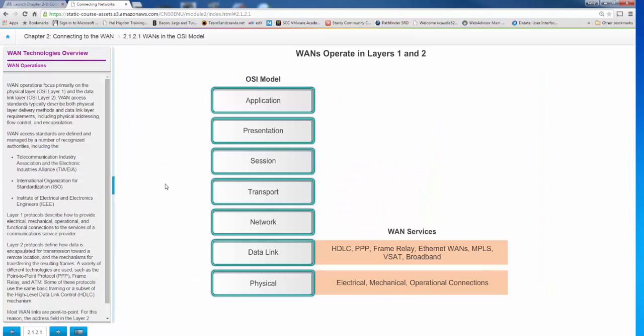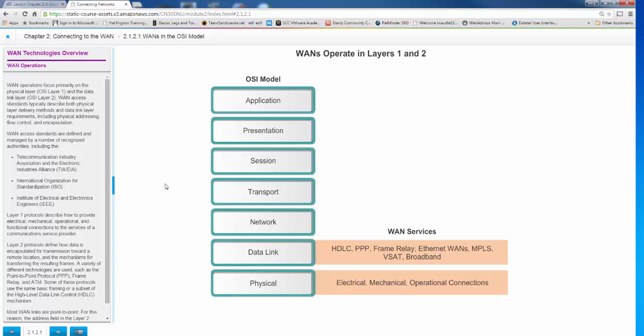So when we talk about wide area networks, we're really talking about layers 1 and 2 of the OSI model. In other words, we're talking about the physical characteristics or physical standards that we're going to implement. So is it a wireless radio frequency standard? Is it a standard using fiber optic cable? Is it an electrical standard at the physical layer?